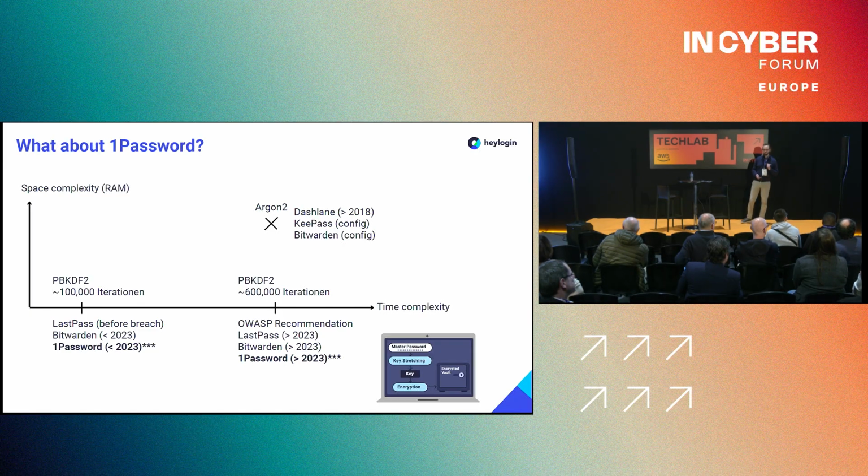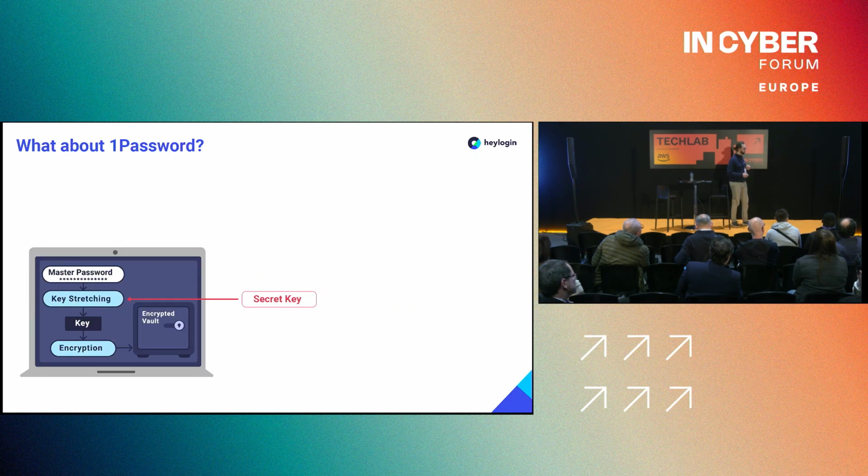Then there's a special case I want to talk about here: 1Password. They also used PBKDF2 with 100,000 iterations. After the LastPass breach, they also increased it. But 1Password was also one of the exceptions that was still secure. Why? So let me tell you.